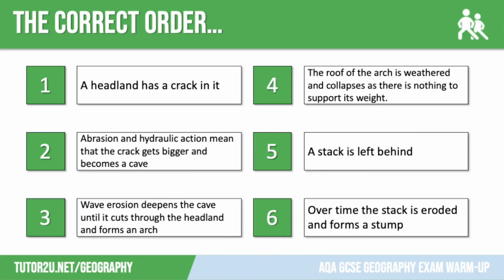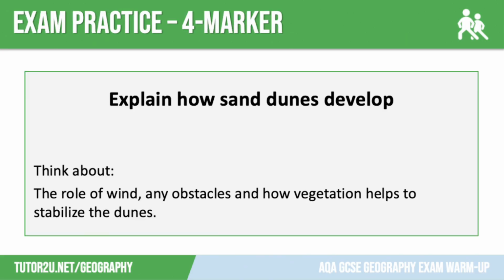Right, let's have a go at another question. So we've got another 4 marker here. Explain how sand dunes develop. This time we've got to think about the role of wind, any obstacles, and how vegetation helps to stabilise the dunes. Again, you might want to pause the video and spend 5 minutes attempting this question before I talk you through a model answer. So if you want to do that, pause the video now.